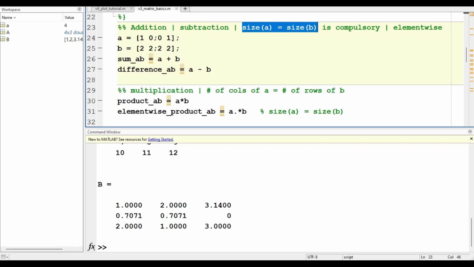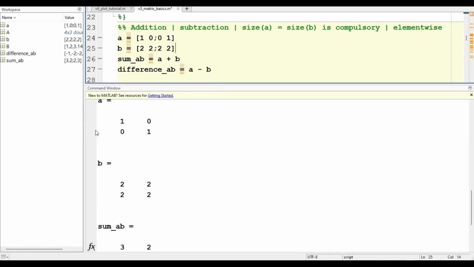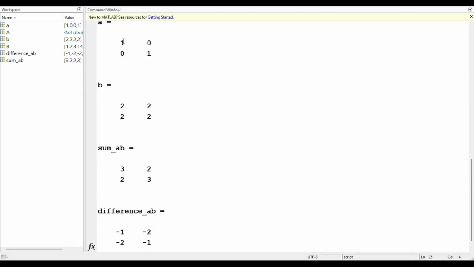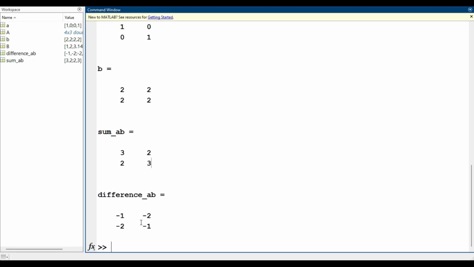So in this case, we see that there are two matrices A and B. If we run this particular section, we see that we get the matrix A as 1 0 0 1 and matrix B as 2 2 and then semicolon. That means the other row starts, then again 2 2. Now the sum is the addition of elements from both the matrices. 2 plus 1 is 3, 0 plus 2 is 2, 0 plus 2 is 2, and 1 plus 2 is 3. Similarly, the difference is this: 1 minus 2 will give you minus 1, and 0 minus 2 will give you minus 2.